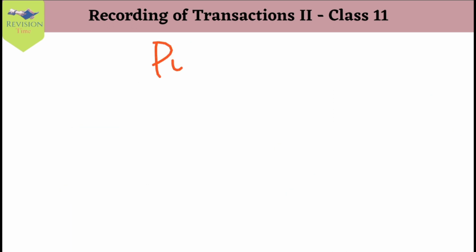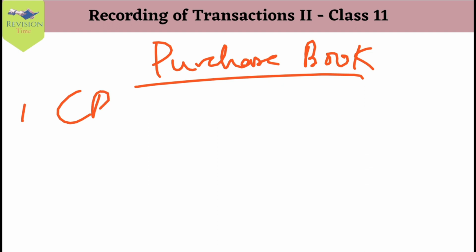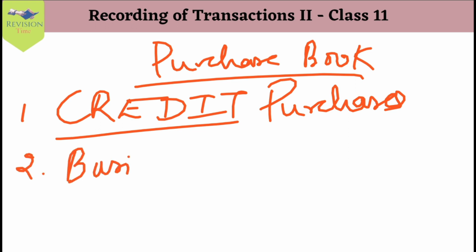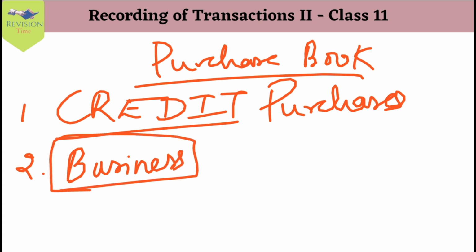So there are a few rules relating to our purchase book, like what entries are to be recorded and what entries cannot be recorded. First of all, credit purchases. Only credit purchases are to be recorded in our purchase book. What kind of credit purchases? Purchases which are related to the main activity of the business are to be recorded in our purchase book.